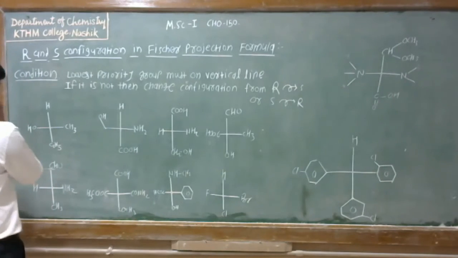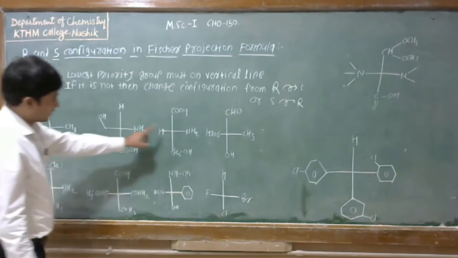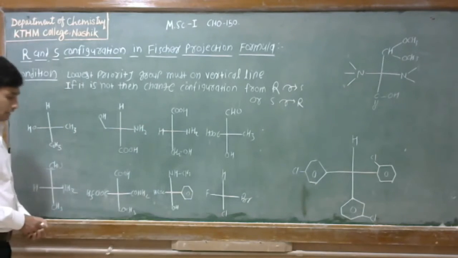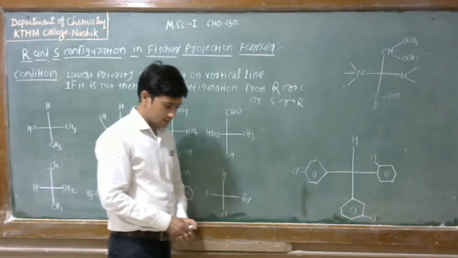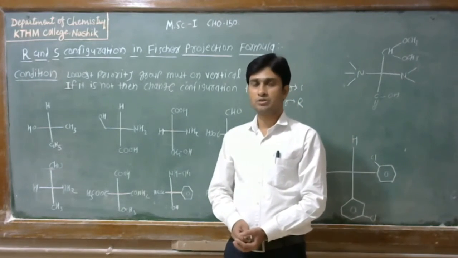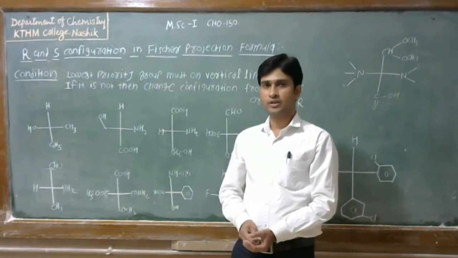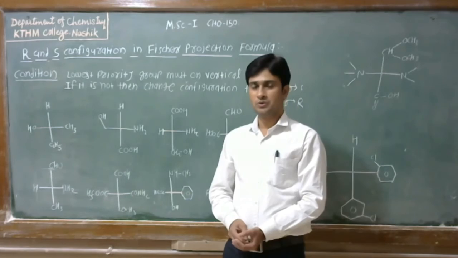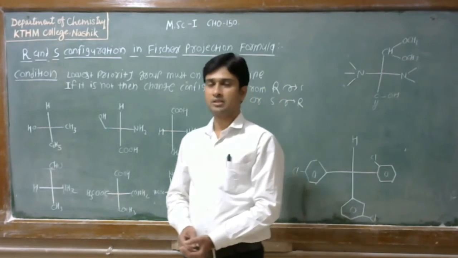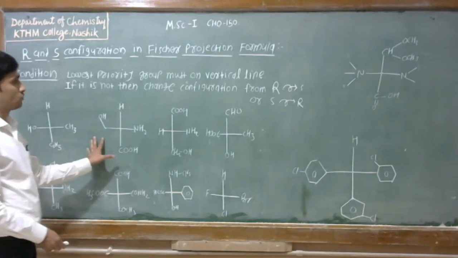So, in this lecture our topic is R and S configuration in Fischer Projection Formula, which has one chiral carbon atom. As we discussed in the last lecture, we can determine the R and S configuration in three-dimensional structure. In the same way, we can also determine the R and S configuration in the Fischer Projection Formula.